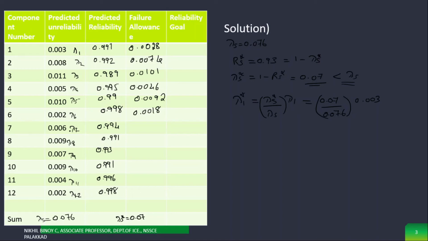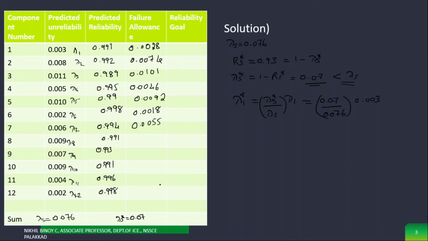Okay. Now what about the seventh component? The failure rate is 0.006. That one is a double of the first component, but that one is a rounded value, so we can find that value. 0.07 divided by 0.076 into 0.006 is equal to 0.005526. If you are rounding this, 0.0055. Please note this is not a double of that one because 0.0028 is a rounded value. So 0.0055 is the desired failure rate of the seventh component.